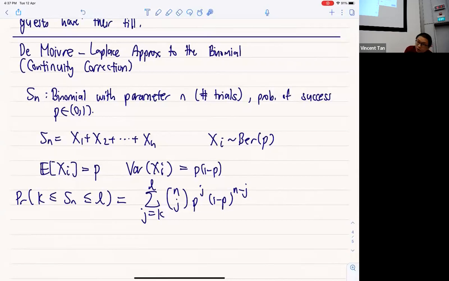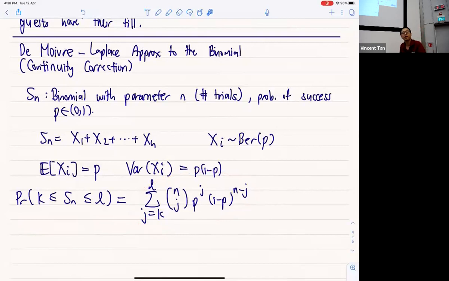Right, so suppose you are very lucky and a lot of people showed up to your voting booth. Say 1 million people showed up, 10 to the 6 people. And we are interested in, say, between 500,000 people voted for Donald Trump and 510,000 people voted for Donald Trump. You plug into this formula, what will go wrong?